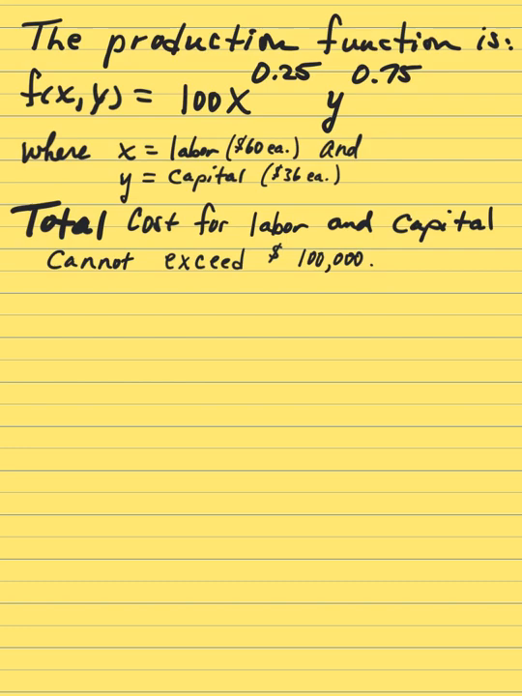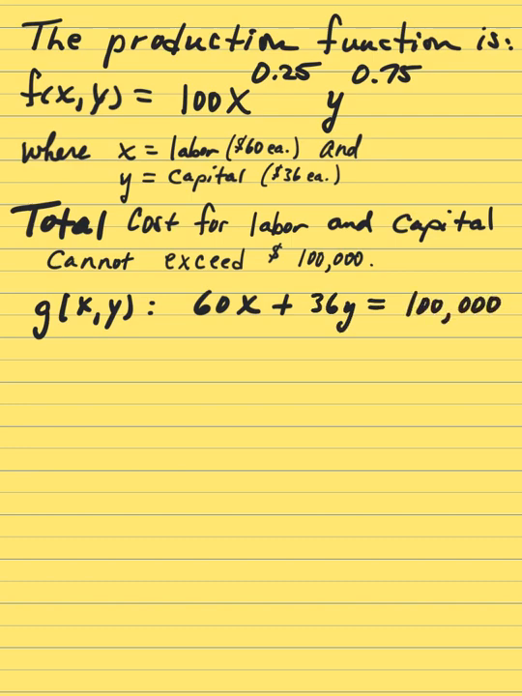Well, that's our constraint. So let's take a moment to build our constraint. Okay, so labor is X at $60 each, so 60X plus capital, that's Y, at $36 each. And that can't exceed $100,000. So we've just built our constraint.